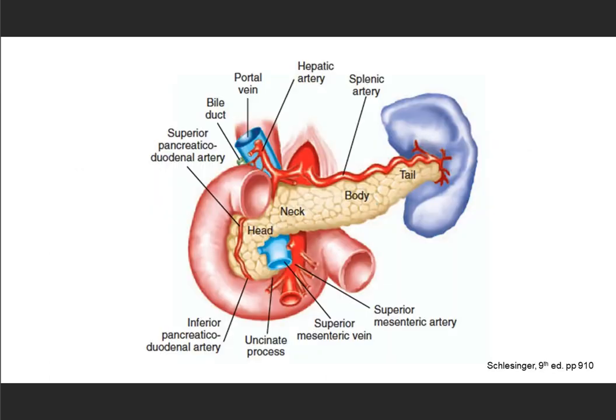So let's just step back and introduce ourselves to the pancreas. The pancreas is a secretory gland. It's about 6 inches in length. It's located just behind your stomach. We anatomically divide it or describe it as having a head, a neck, body, and tail.